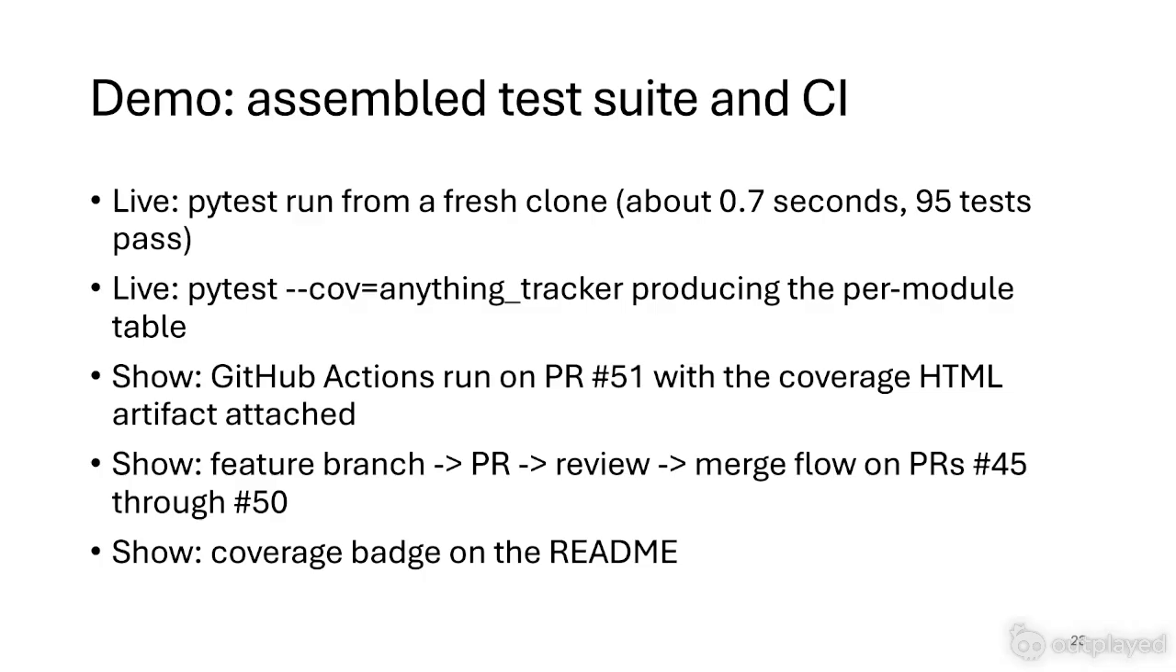So to demo the assembled test suite and CI, we tested live with PyTest run from a fresh clone. We got about 0.7 seconds with all 95 tests passing. We also tested PyTest with the cov argument, producing the per module table. The GitHub Actions run on PR51 had the coverage HTML artifact attached. The feature branch PR review merge flows were on PRs 45 through 50, and then the coverage badge on the README.